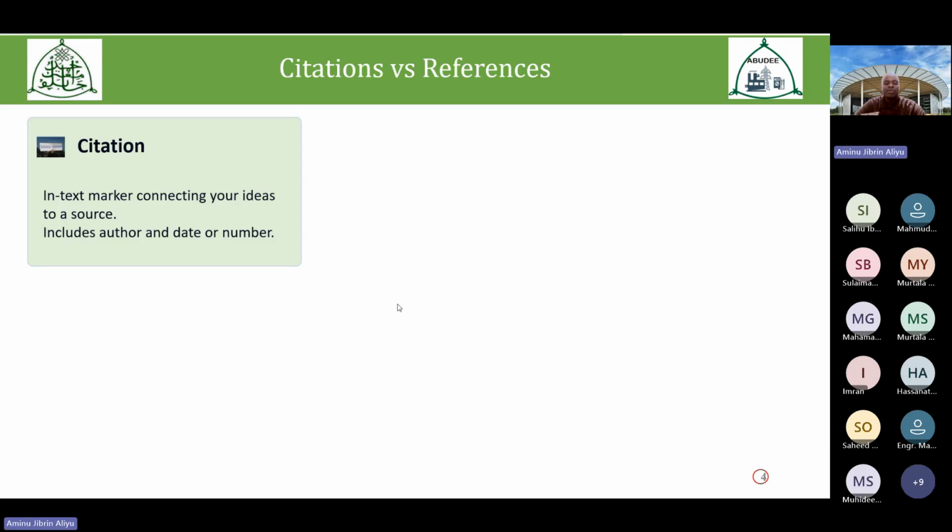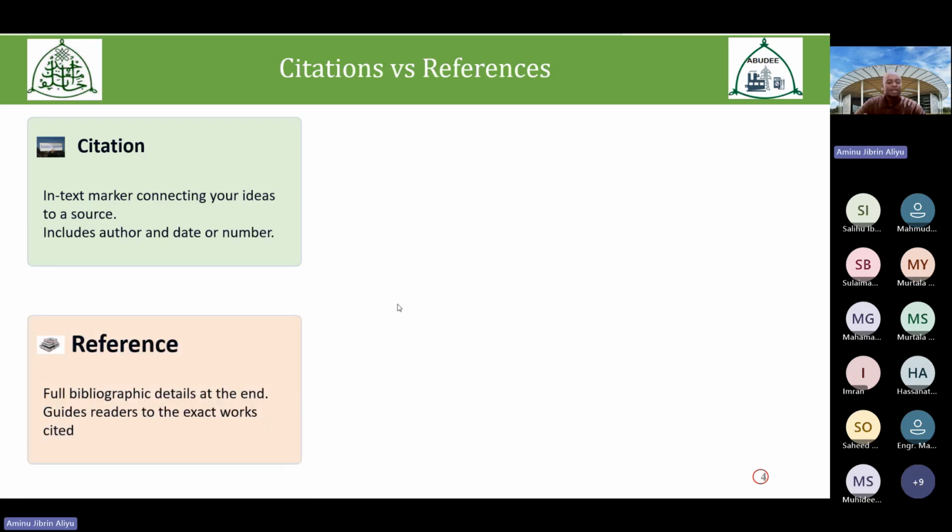And usually how these citations are identified, they include the author and the date, or number, depending on the citation style. So it can be in the form of author and date, or it can be in numerical number, depending on the style we are using for that write-up. A reference, on the other hand, provides the full bibliographic details, and it is found at the end of our work. It guides our readers to the exact piece of work that we have cited.